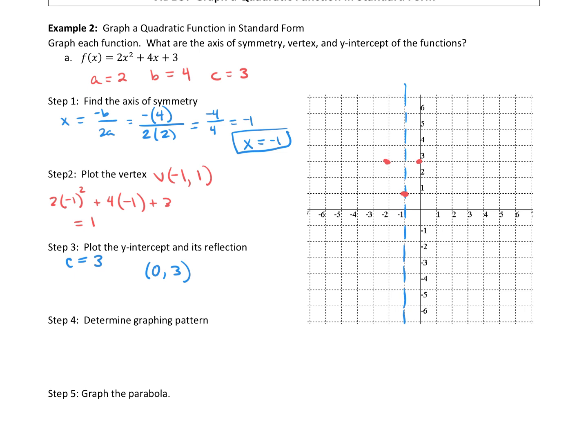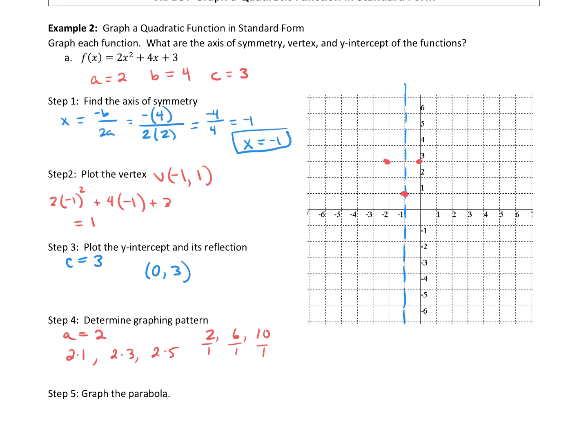All right, so step 4, we're going to determine our graphing pattern. Graphing pattern comes off of our a value. We already said a value is 2. So we're going to take our a value times the 1, 3, 5 graphing pattern. So we're going to do 2 times 1, 2 times 3, and 2 times 5. So we're going to use a 2, 6, 10 pattern. We can put those over 1.